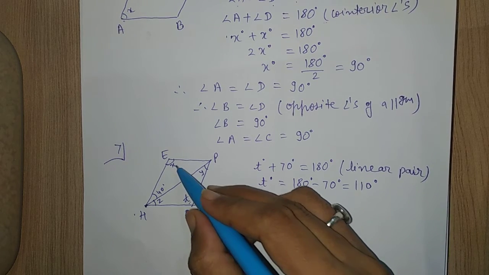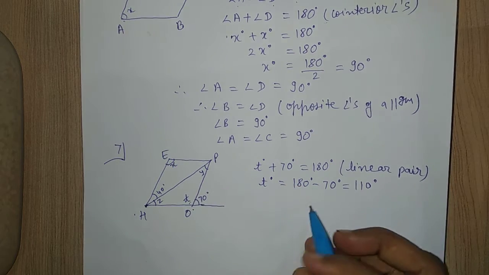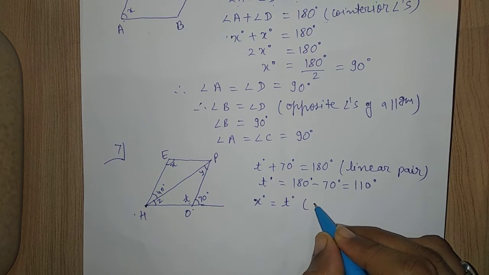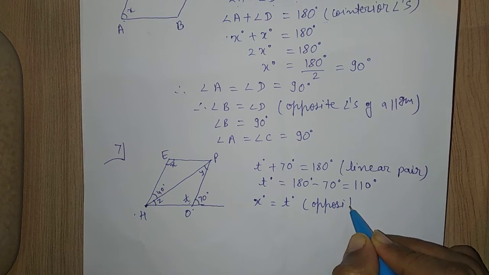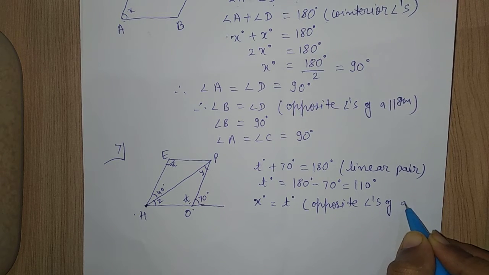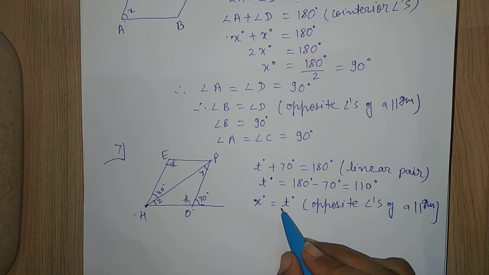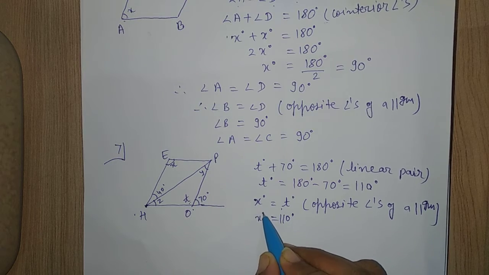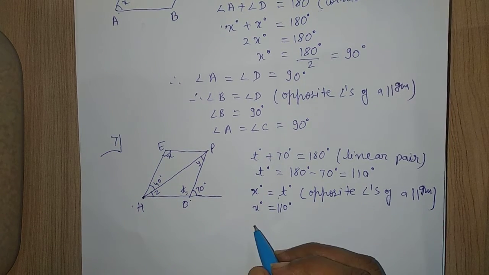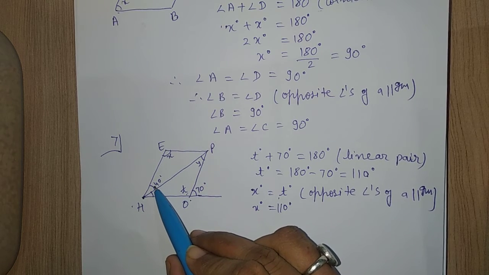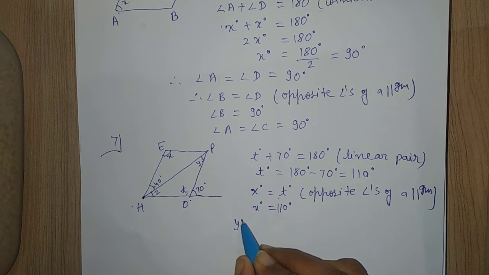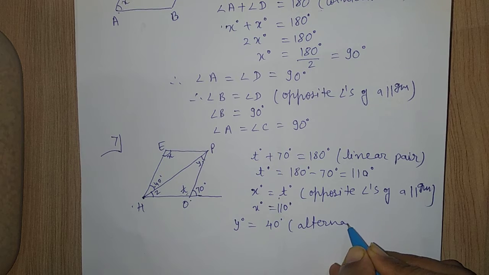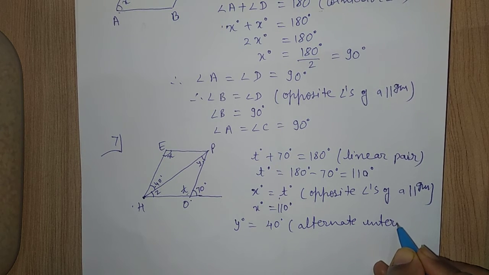Now since t and x are opposite angles of a parallelogram, so x degree is equal to t degree. Reason is opposite angles of a parallelogram. So since t is equal to 110 degree, so x is also equal to 110 degree. Now y is alternate interior angle of this angle. So we can write y degree is equal to 40 degree. Reason is alternate interior angles.